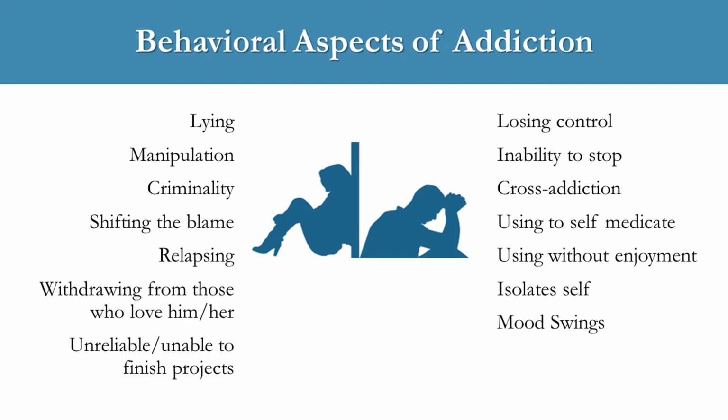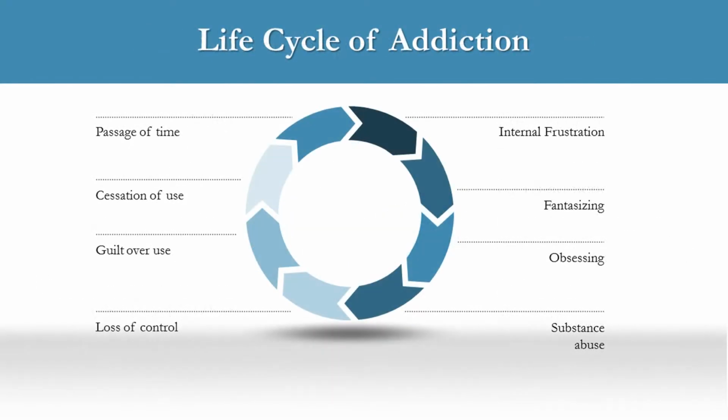Behavioral aspects of addiction: common characteristics you will see in patients and the reasons for many of the social and psychological problems that they face include lying, manipulation, criminality, shifting the blame, relapsing, withdrawal from those who love them, being unreliable, being unable to finish projects, losing control, inability to stop, cross-addiction, using to self-medicate, using without enjoyment, isolating themselves, and mood swings.